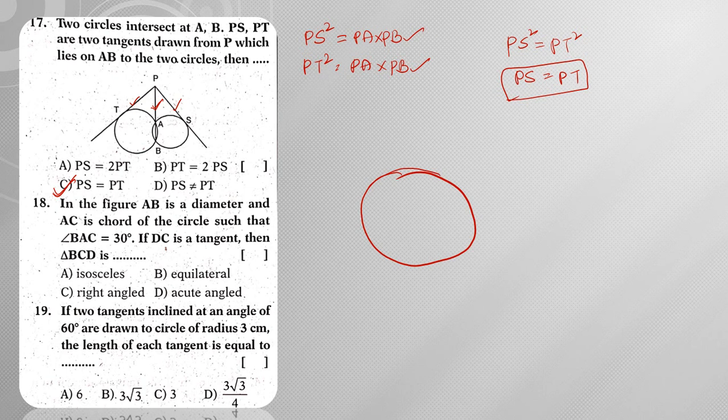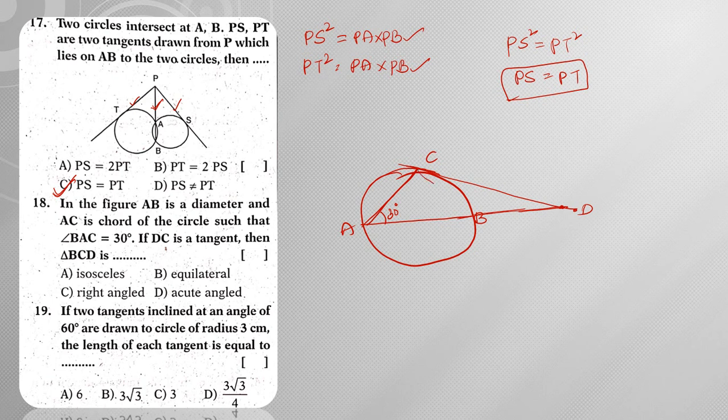So let this be the circle, and for this circle AB is the diameter. Next, what he has given, AC is a chord. So from here there is a chord AC. Now this angle formed here is nothing but 30 degrees. Now CD is a tangent. Suppose I draw a tangent CD here. Now if this particular point D meets my extended diameter, then we can say about triangle BCD.